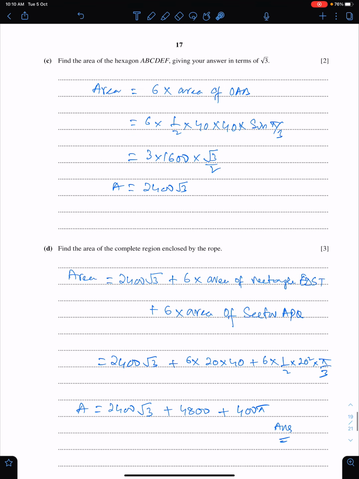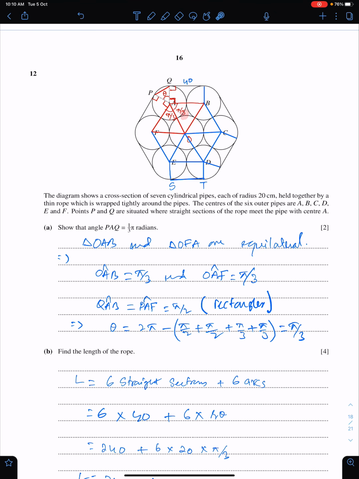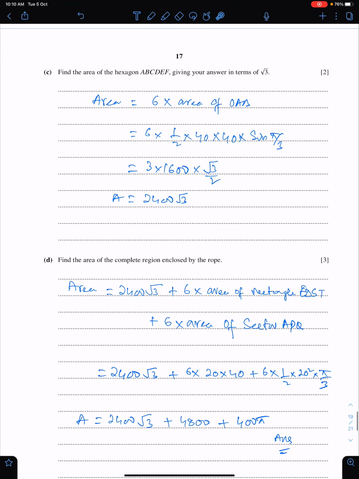Next part. Find the area of hexagon. We need this area. This is hexagon. This is very simple. Just find area of one triangle and multiply it by 6. 1, 2, 3, 4, 5, 6 triangles, sorry. So area of 6 triangles, OAB. So get the area of this triangle. You know this is 40, this is also 40, this angle is pi by 3, you can easily get the area of triangle. So area of triangle is half AB sine C. That's the final answer.